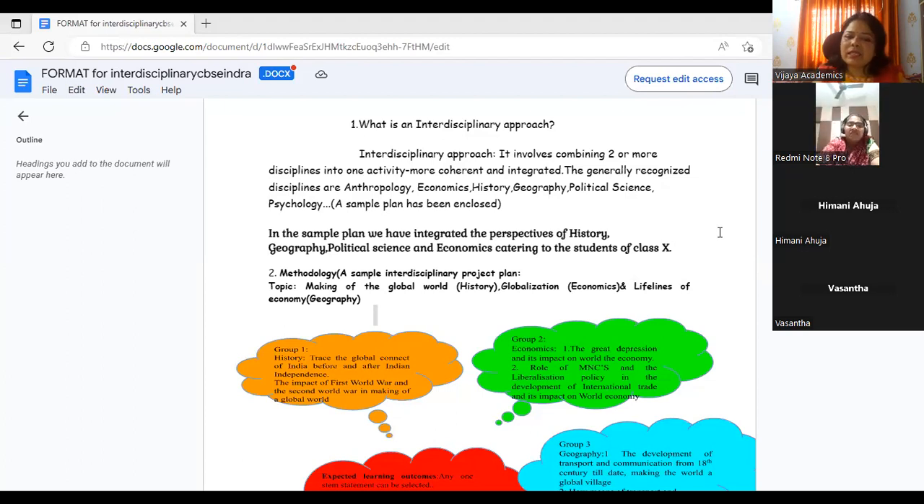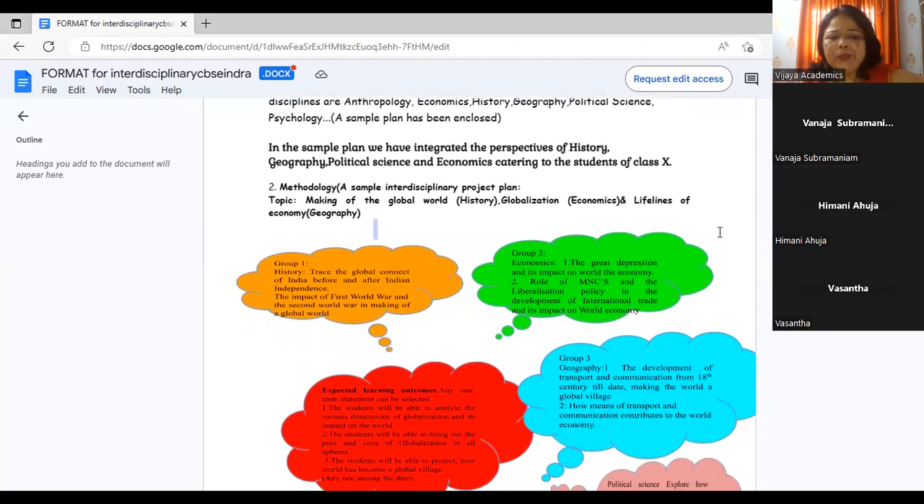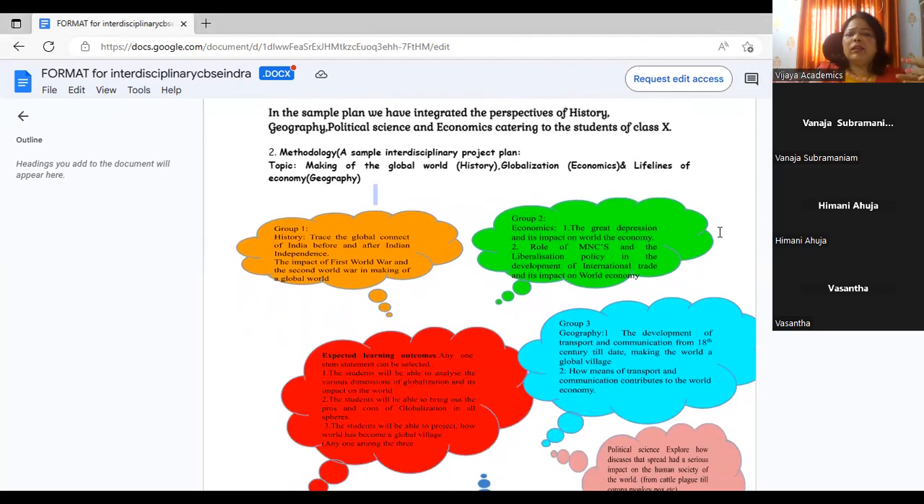Here, CBSE has given one sample plan. In the sample plan, we have integrated the perspectives of history, geography, political science, and economics, catering to the students of class 10th. This session is exclusively for class 10. Now, in this, the disciplinary parts geography, political science, and economics are being combined.